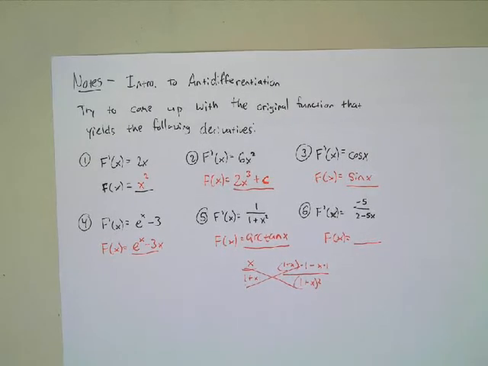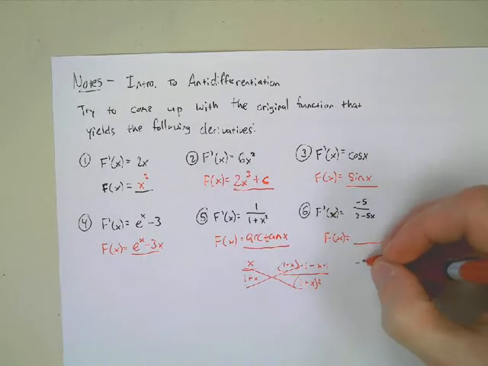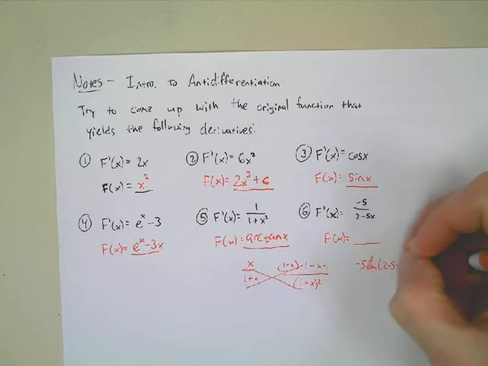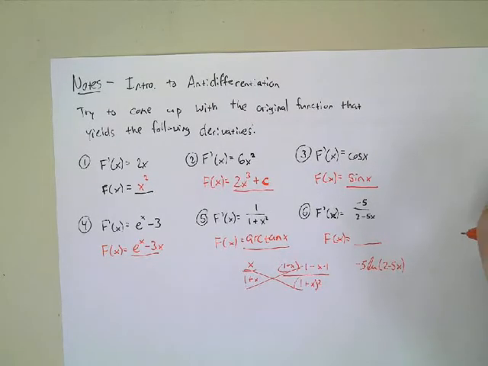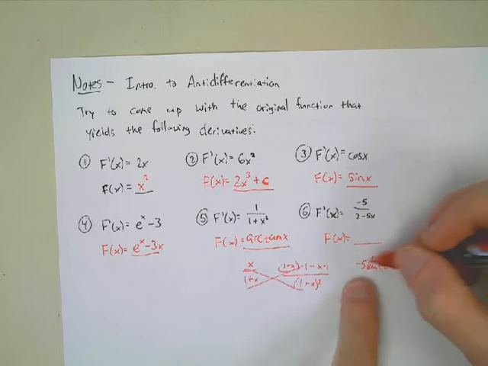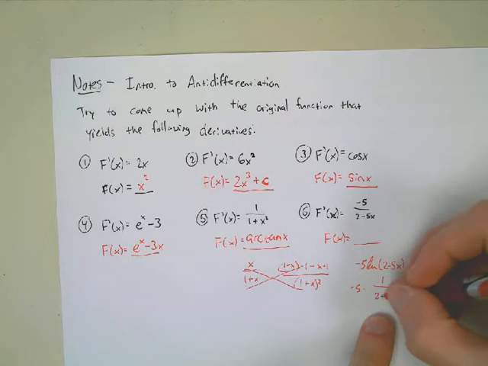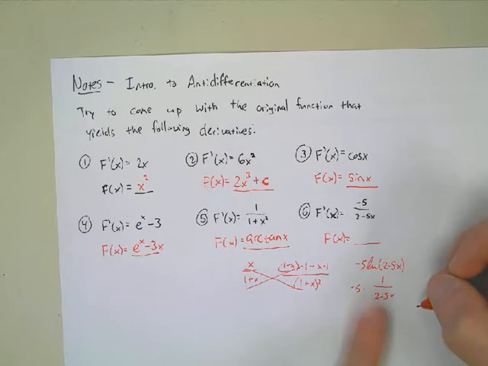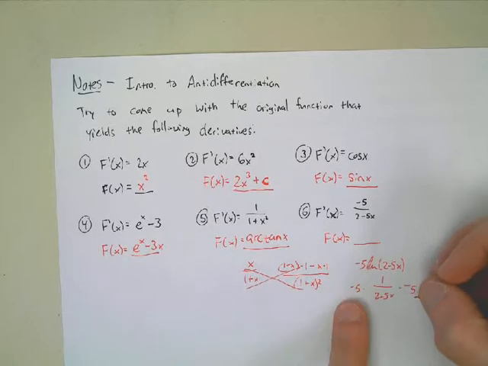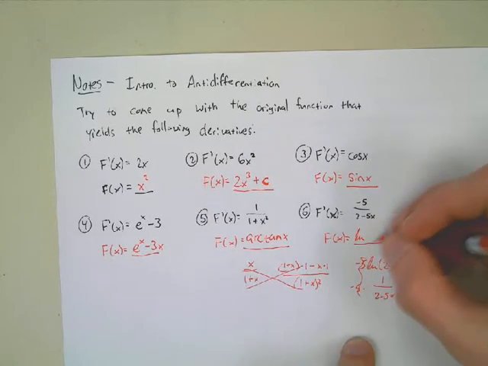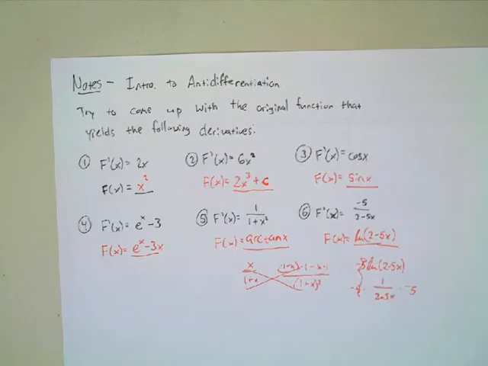Christian? I don't know. No idea. Okay, this one is a bit tricky. Emma's got it? Okay, very close. -5 times the ln of 2 minus 5x. So be careful here. The -5 is still going to be there. What's the derivative of natural log of something? 1 over that something times the derivative of what's inside. So times -5. So do we need this -5 out front? No. So it's just natural log of 2 minus 5x. All right?